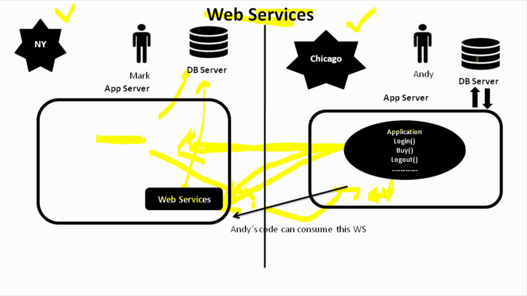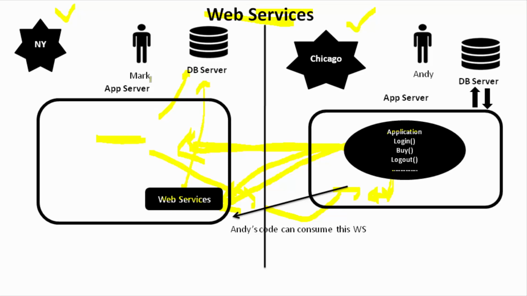Now Andy's code can consume this web service, or make a direct call to this particular web service, which is the get products, without creating the jar, copying that jar and deploying it over here. All that nonsense is gone now. So all Mark has to do is to configure this as a web service. Now Andy can make a direct call to this web service.